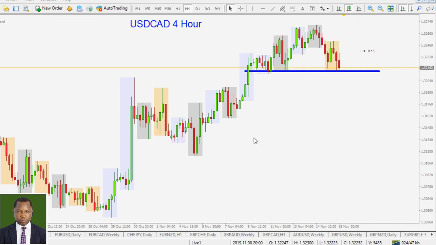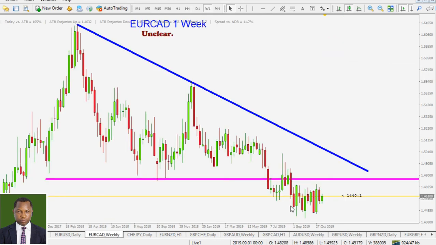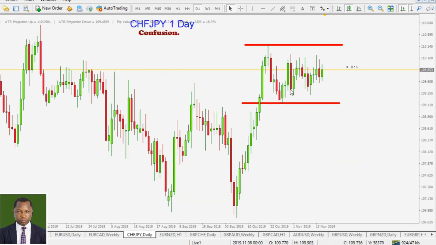Nothing much. Other pairs are heavy congestion, sideways price behavior. You cannot really trade them. Heavy congestion. You just need to be patient. Hopefully, we will get price to begin to move again as usual.